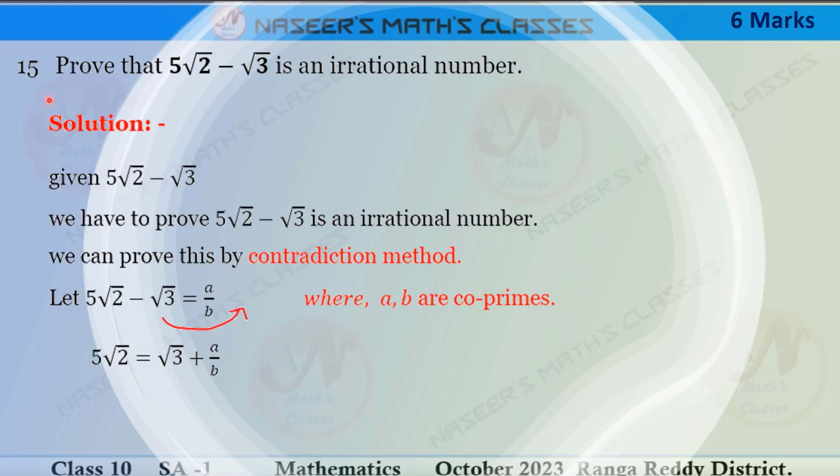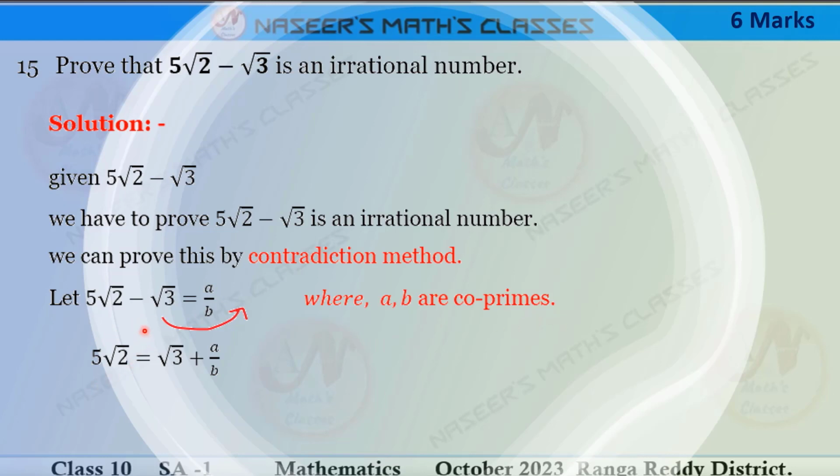Next we solve the 15th problem. In this problem it is given: prove that 5 root 2 minus root 3 is an irrational number. We can prove this by the contradiction method. So let 5 root 2 minus root 3 is equal to a by b, where a, b are co-primes.